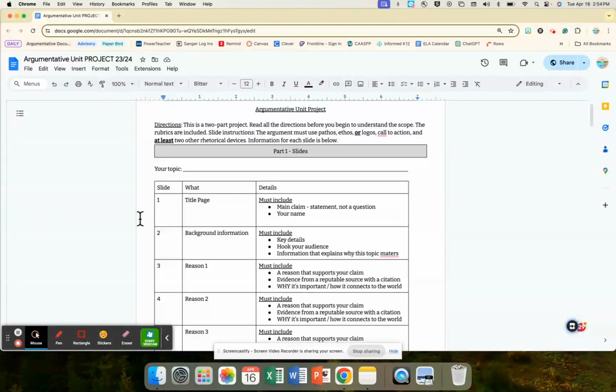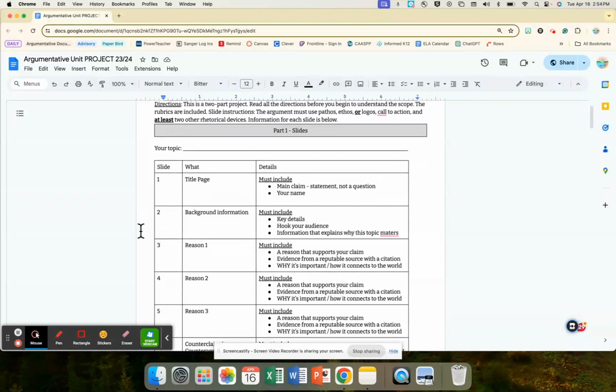Your argument must include rhetorical devices. We have discussed them, and there's also a cheat sheet at the bottom of this. Part one is the slides. Right here, it tells you exactly what to do with each slide.